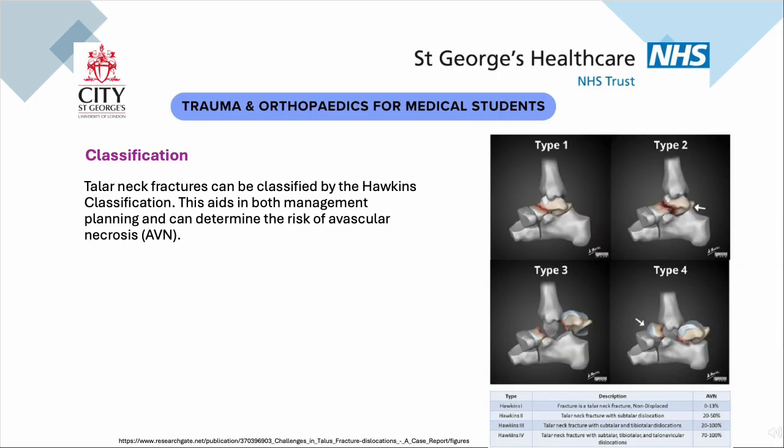Fractures of the talus, like all fractures, can be classified. This helps with surgical planning and enables you to start to predict the risk of avascular necrosis, because this is one of the bones that has an unusual blood supply and therefore risks AVN when fractured, but you do not need to know the classification for finals.